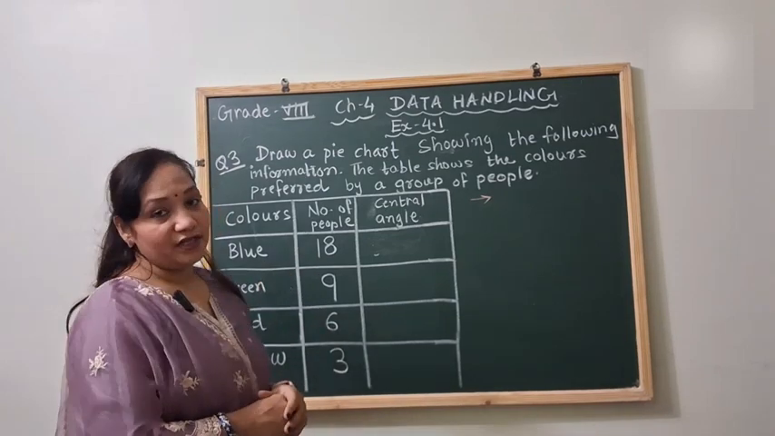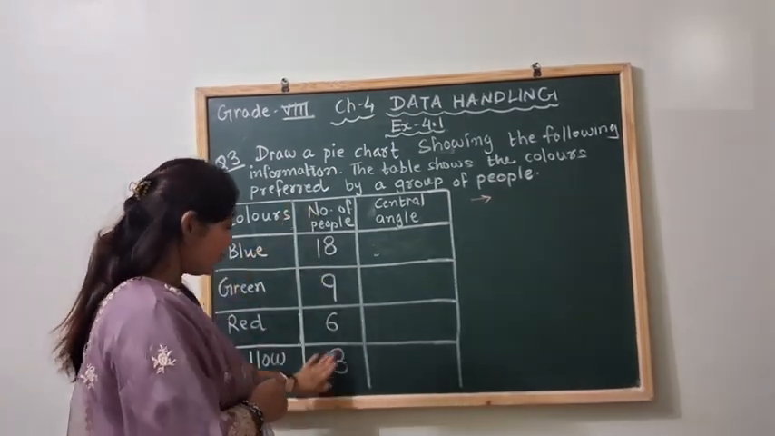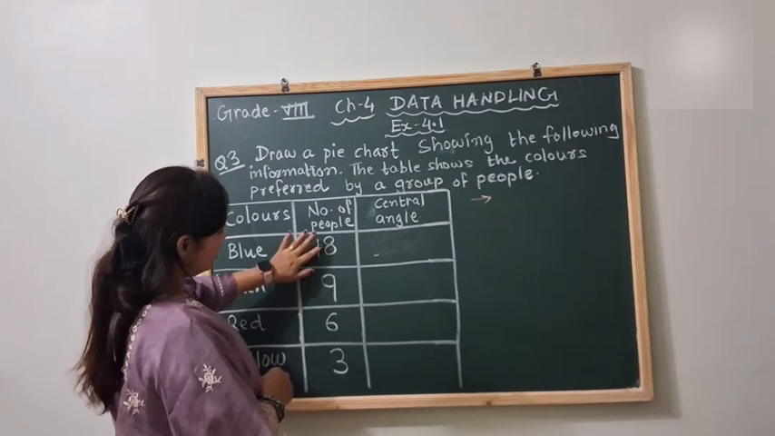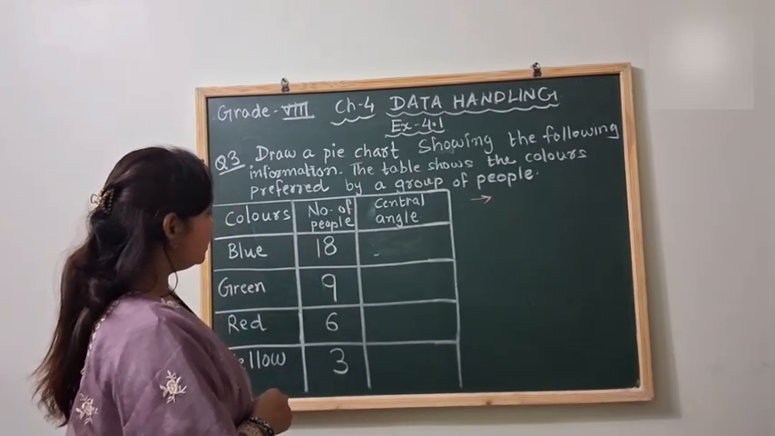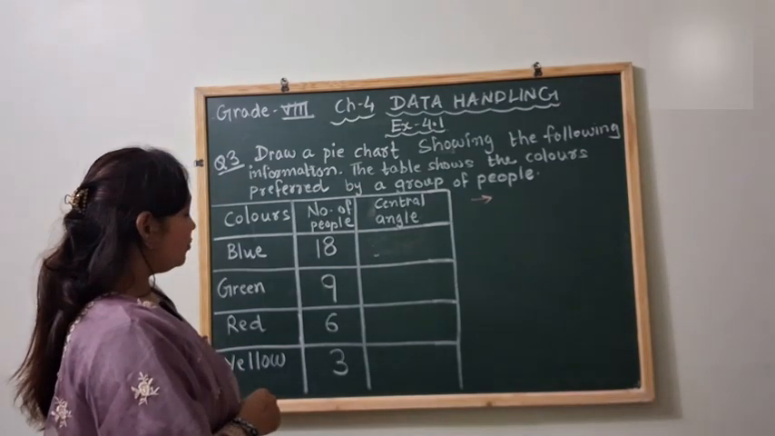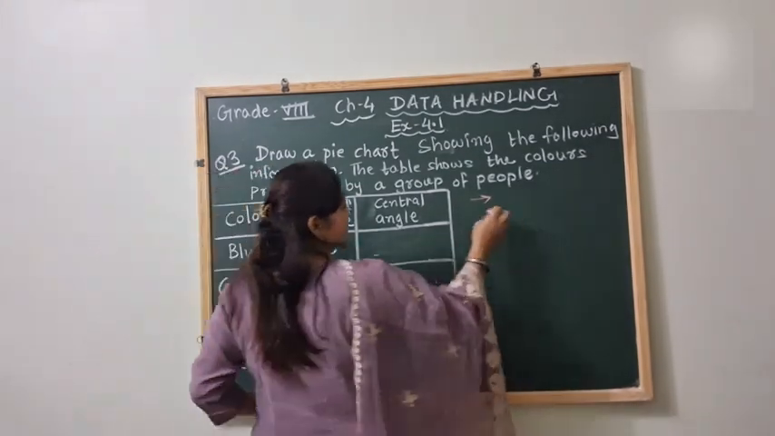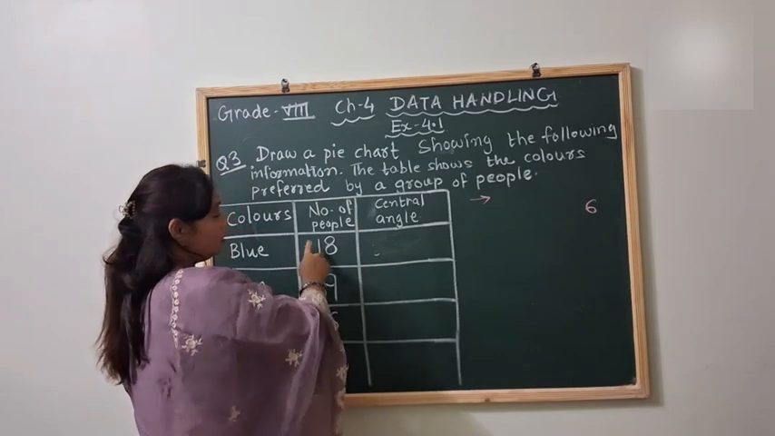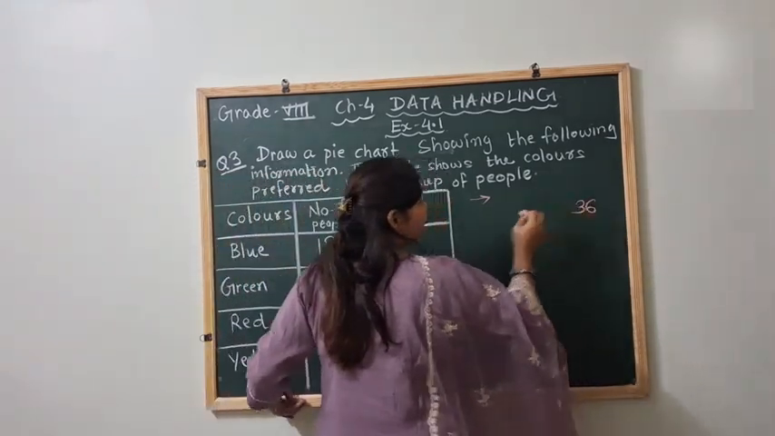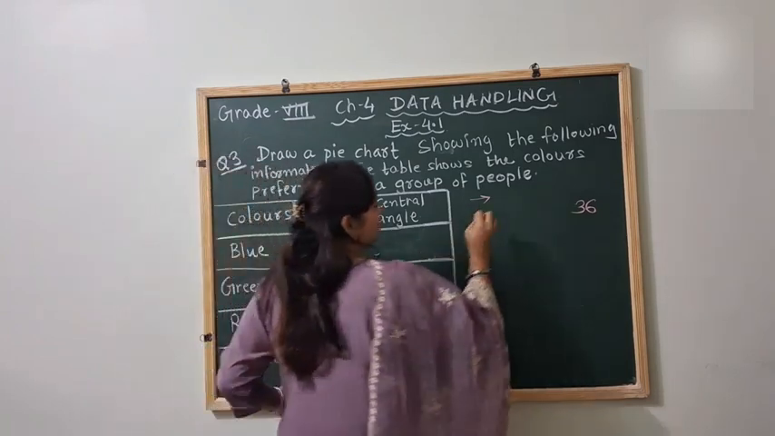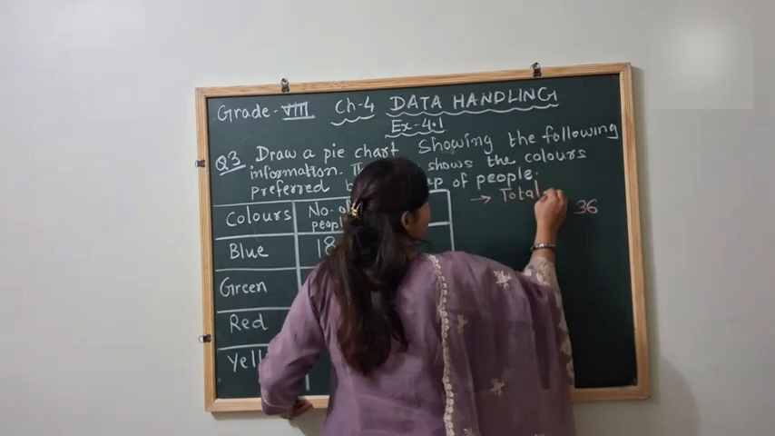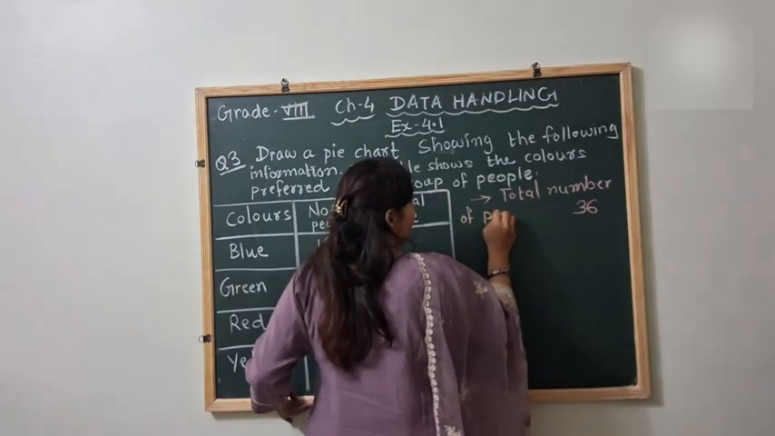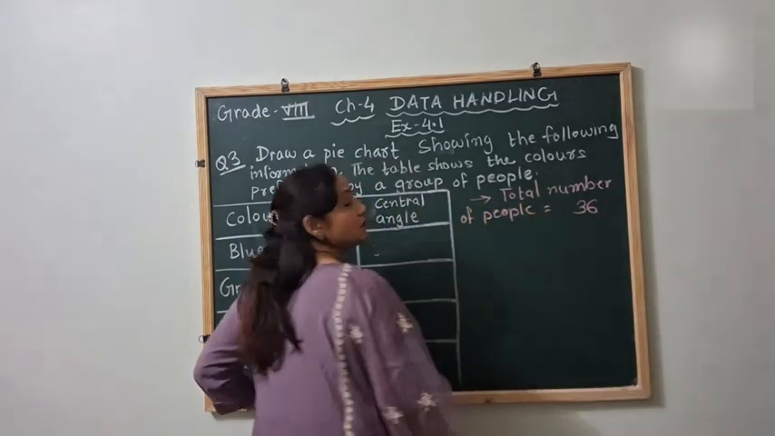Now we all know how to find the central angle. First we need to find the total number of people. We have to add the number of people for each color, right? So 8 plus 9, 17, 18, 19, 20, 21, 22, 23, 24, 25, 26, plus 6, 36. So the total number of people is equal to 36 people.